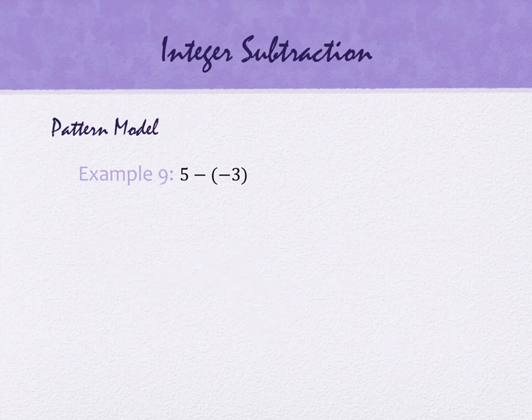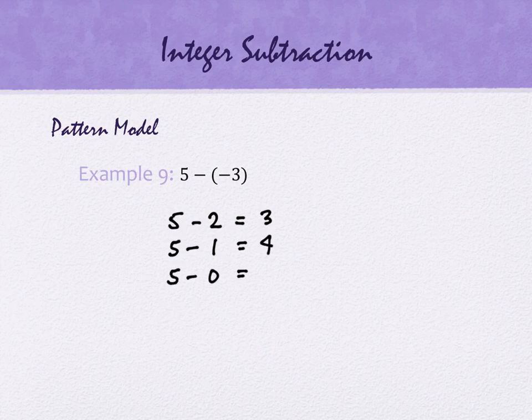All right, pattern model. Okay, we did this one before. So we're going to subtract something that we know how to subtract, right? It ends up with positive values. So 5 minus 2 would be 3. And then 5 minus 1 would be 4. 5 minus 0 would be 5. Because this is whole number subtraction.